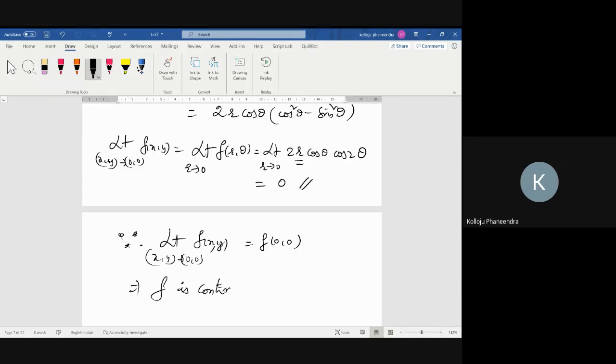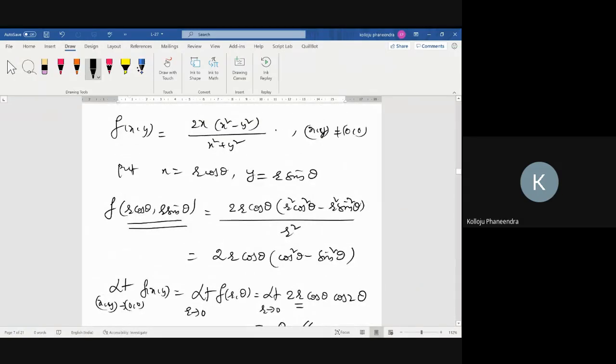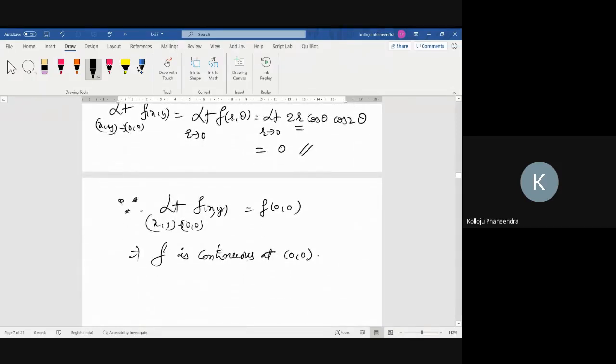F is continuous at (0, 0). This is one problem based on polar coordinates. By changing to polar coordinates, there is no question of any other path. Directly, r tends to 0.